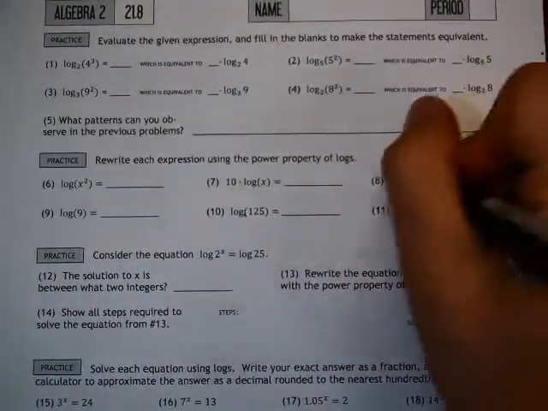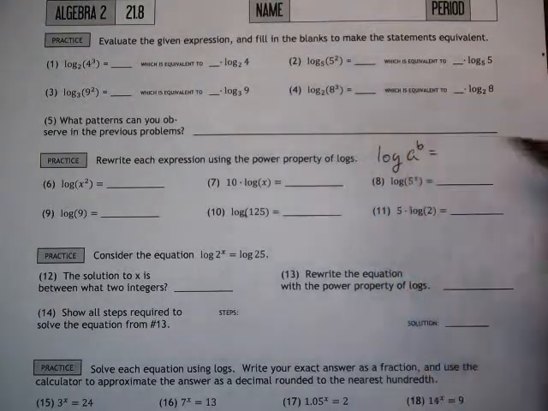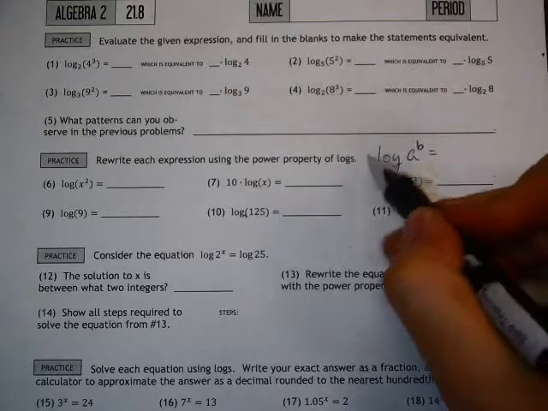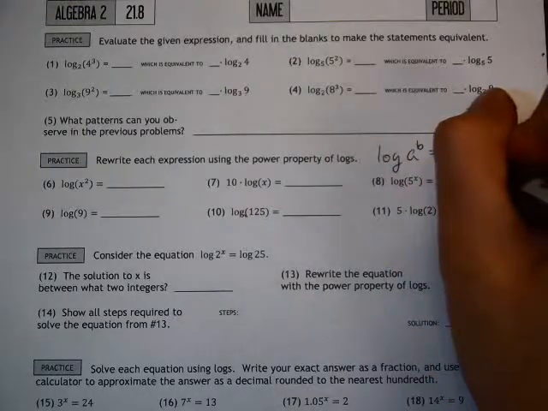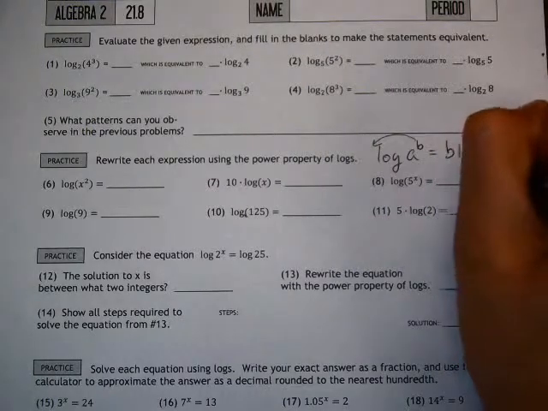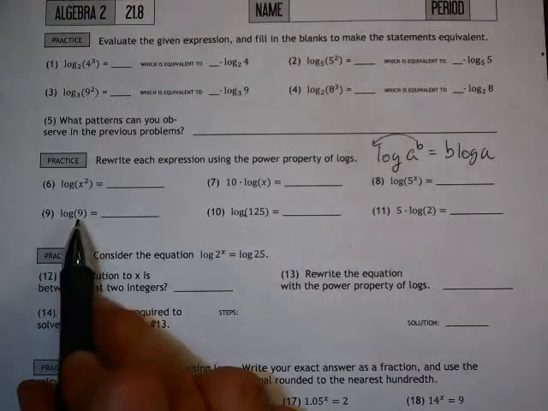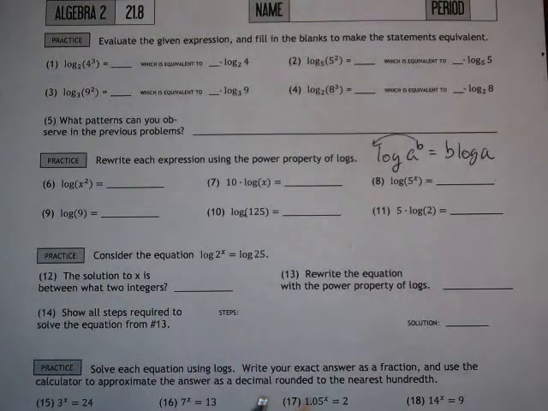Now the power property is if you have the log of, say, a to the b power, you can take that b and move it out front as a coefficient. So that b goes in front of the log like this. So if we look at number 9, and notice there is no exponent on this 9. I'm going to zoom in now.